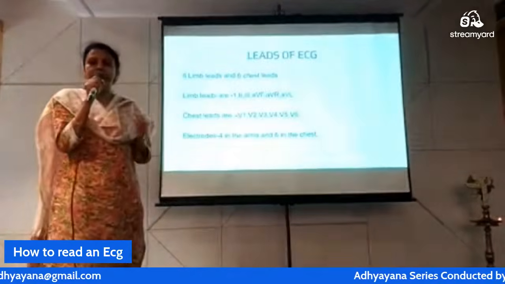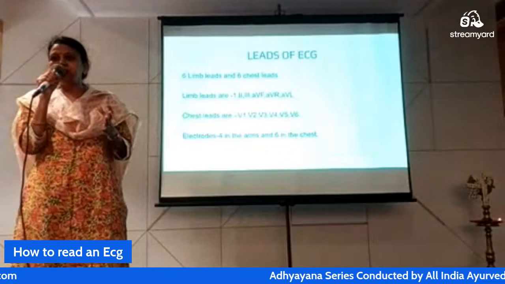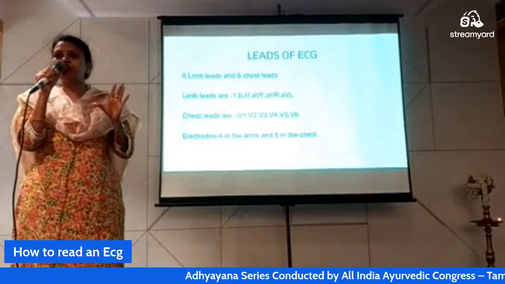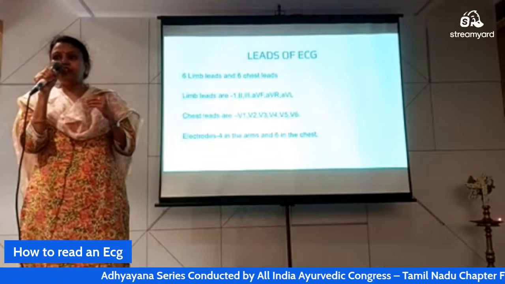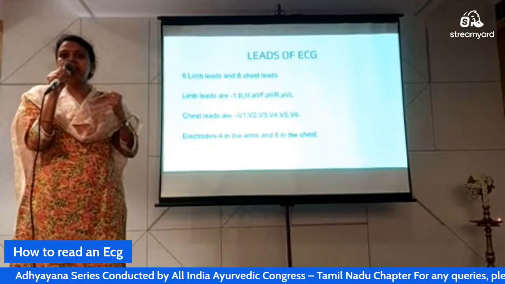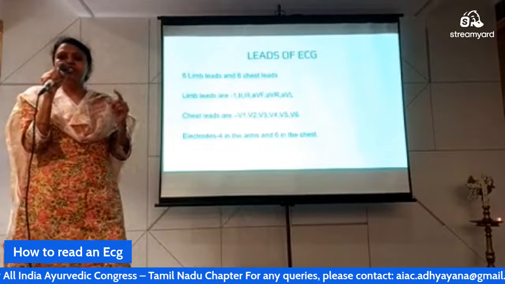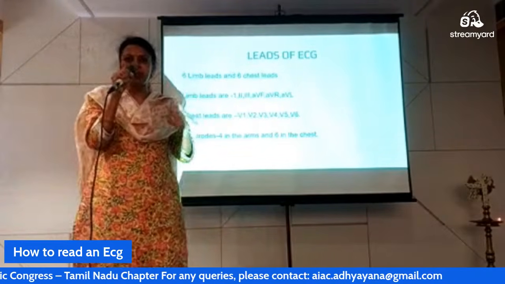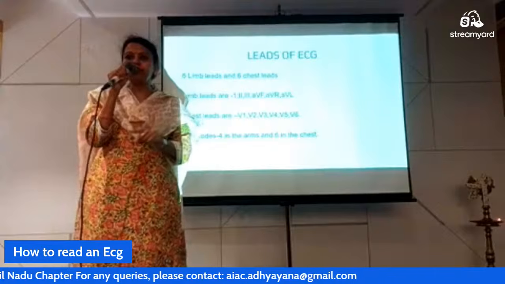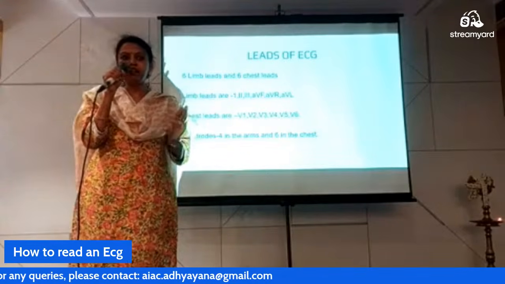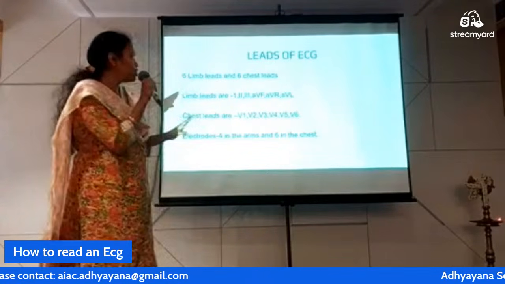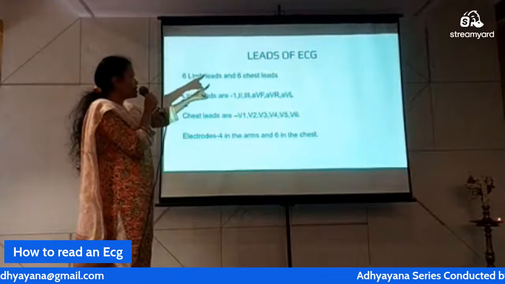So how will you get an ECG? You get an ECG by fixing 10 electrodes on your body. The body surface will catch these electrical impulses. Of the 10 electrodes, 6 you keep on the chest, and 4 on the limbs, 2 on the upper limbs and 2 on the lower limbs. So there are 6 limb leads and 6 chest leads.